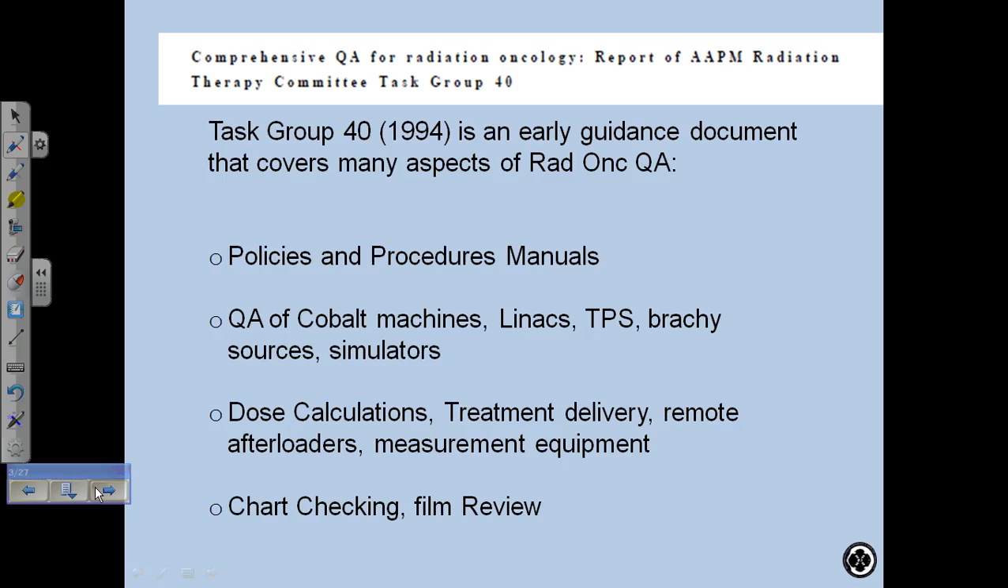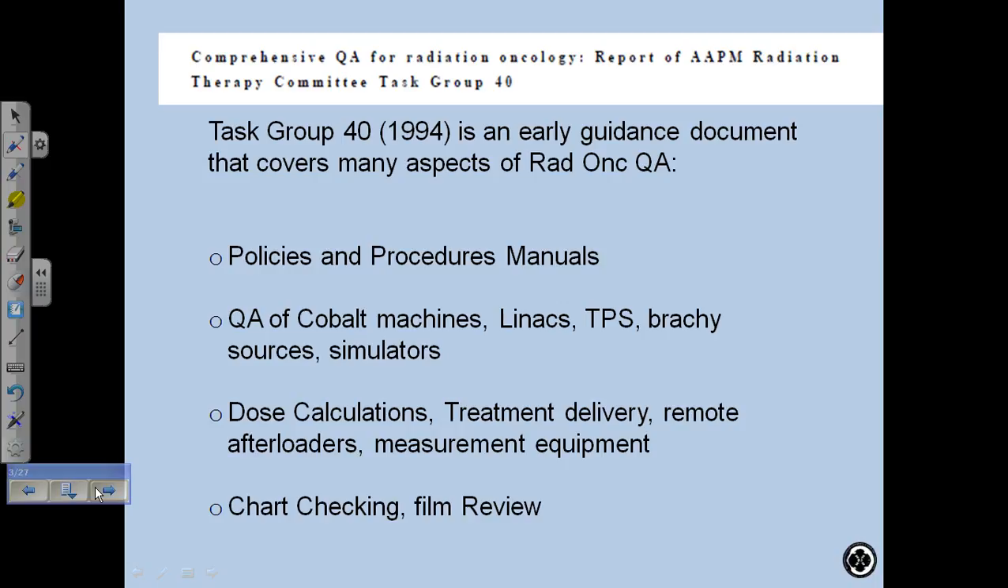All right, so TG40. TG40 is the initial original QA document published in 1994. It's an early guidance document that covers many aspects of radiation oncology QA. Okay, it's not just the linear accelerator, it covers a lot of things: HDR, CT scanners, etc.